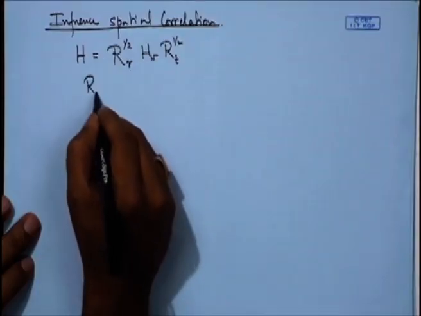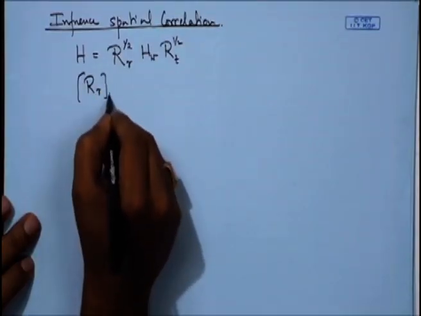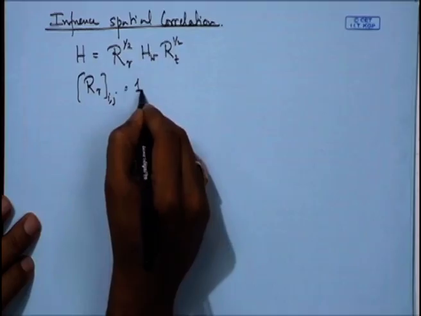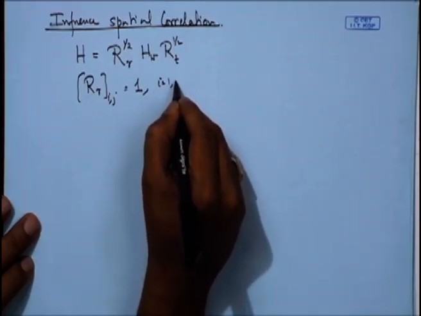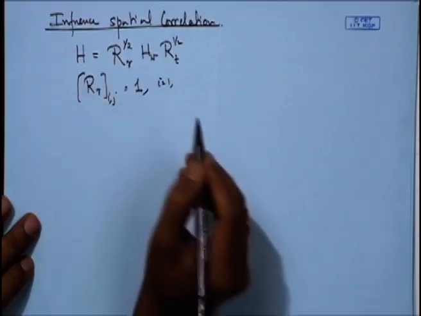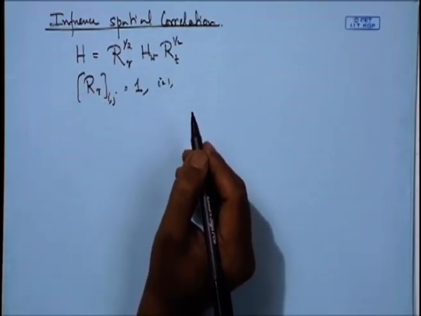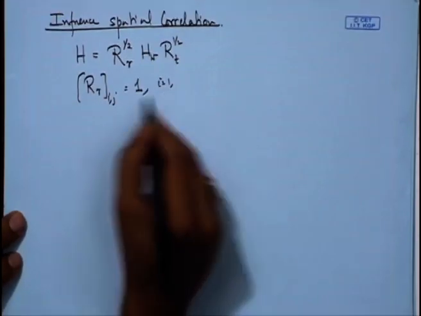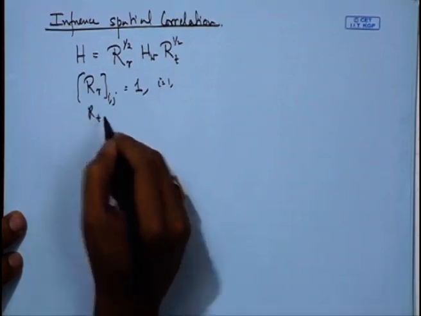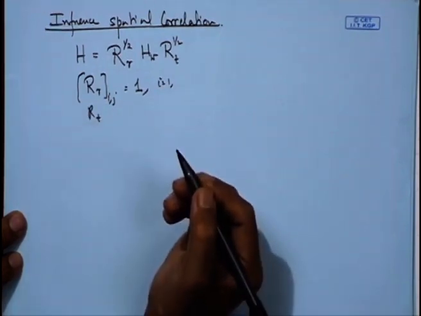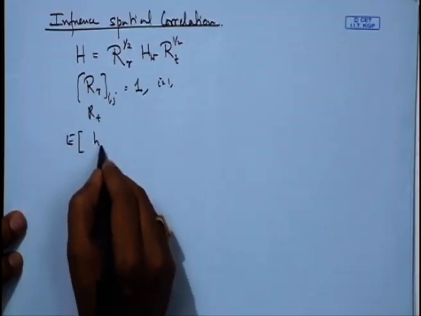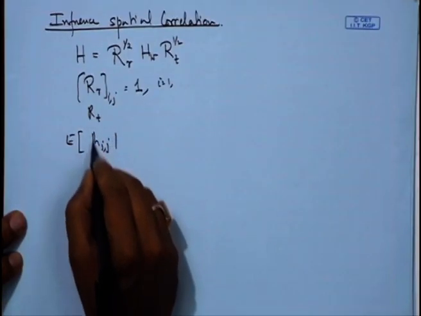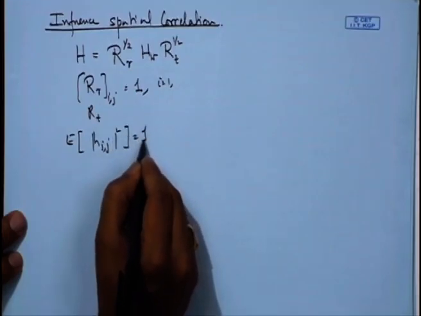Of course we have RR, with the elements ii set equal to 1 for i equals 1 to MR. Basically we are saying that all these RR coefficients are normalized, and so are the RT coefficients. This would result in the expected value of Hij mod squared being equal to 1.